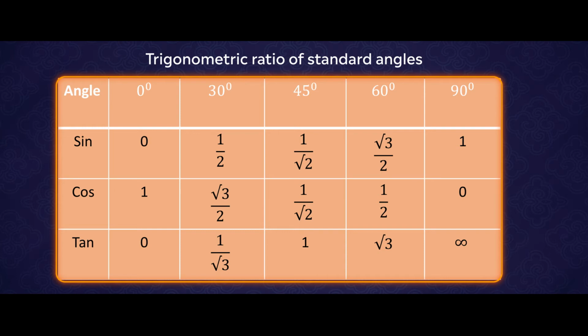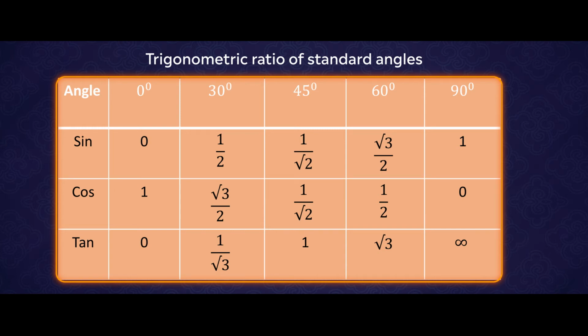I'll just give you one example. Suppose sine 45 degree is 1 divided by root 2. Then what is the reciprocal of sine? It will be cosecant, which is cosec. The reciprocal of 1 divided by root 2 will be root 2. So the cosec of 45 degree will be root 2. Similarly, just take the reciprocal, and then you will find out the value of that.